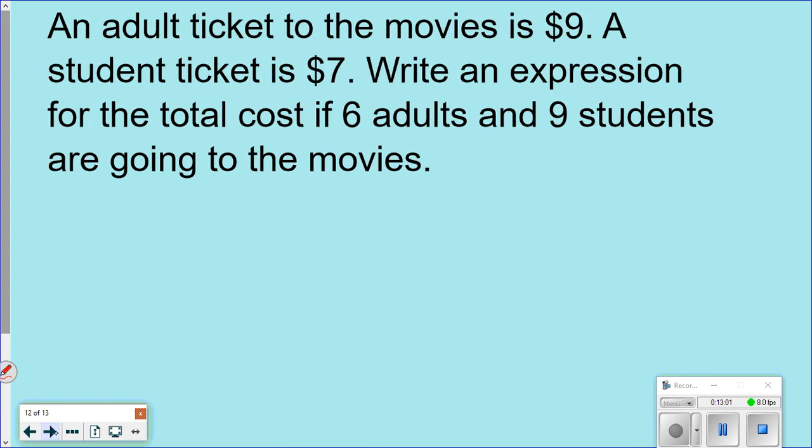I want you to try one yourself. An adult ticket to the movies is $9. A student ticket is $7. Write an expression for the total cost if 6 adults and 9 students are going to the movies. Pause me now and write an expression.